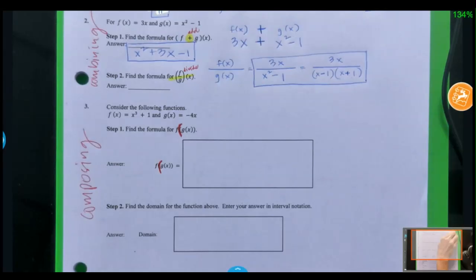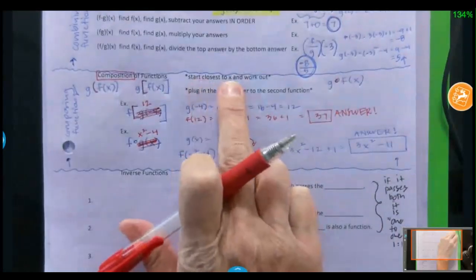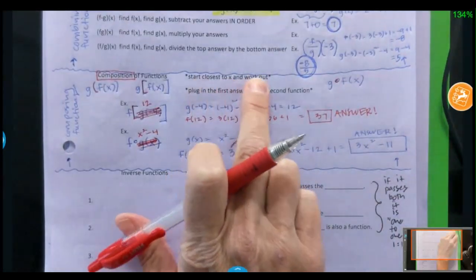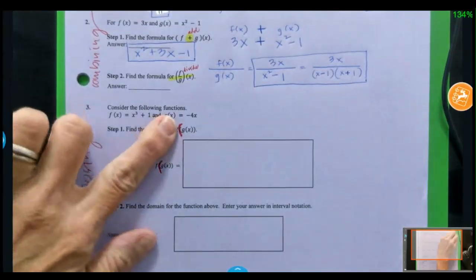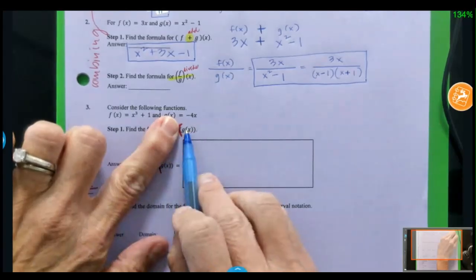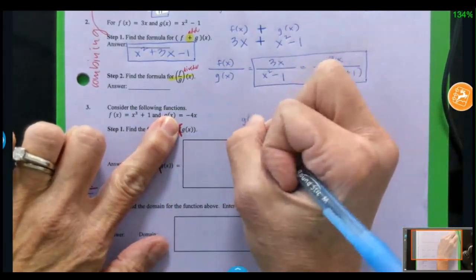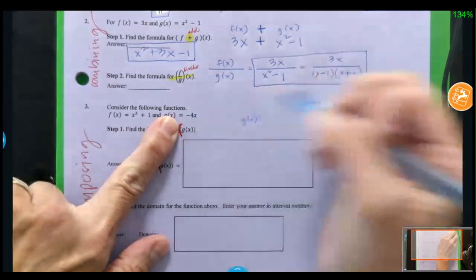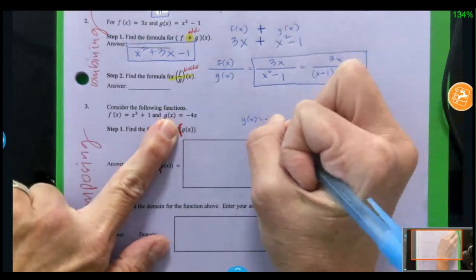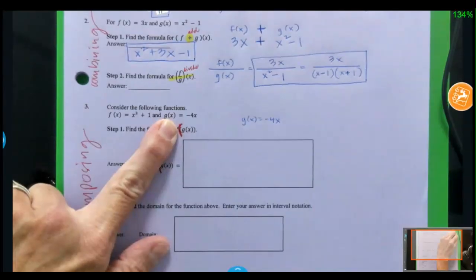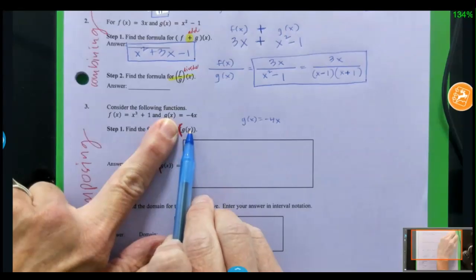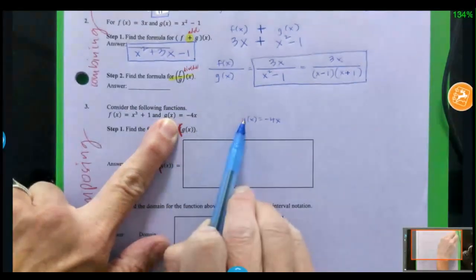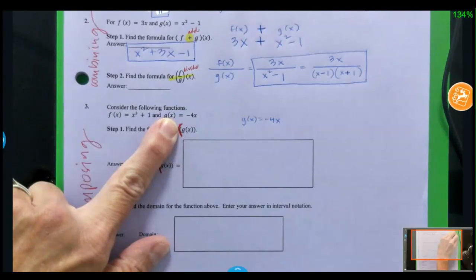So what we're going to do is, if you go back to your notes, let's look at composition just to refresh our memory. You're going to start closest to x and work out. So let's start closest to x. All right, so the letter closest to x is G. So let's just copy it down. G of x is negative 4x. You always start with the letter that's closest to x. G is closest to x, so I start with G of x.